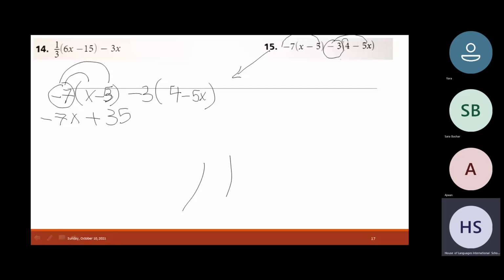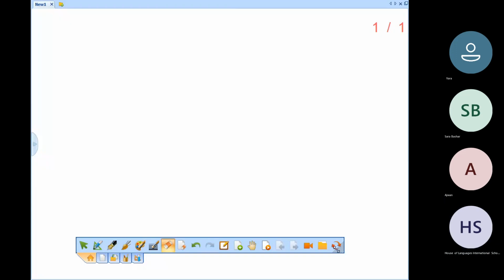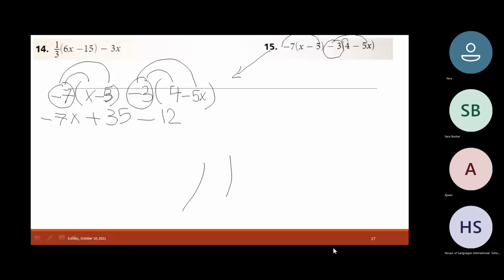This is the first step. Then I will multiply negative 3 by 4 or negative 3 by negative 5x. Negative 3 by 4. Bravo, negative 12. Or negative 3 times negative 5x. Positive 15x. Thank you. Positive 15x.